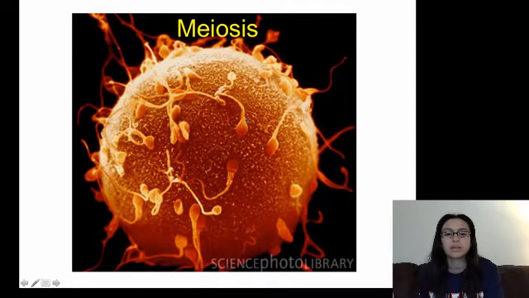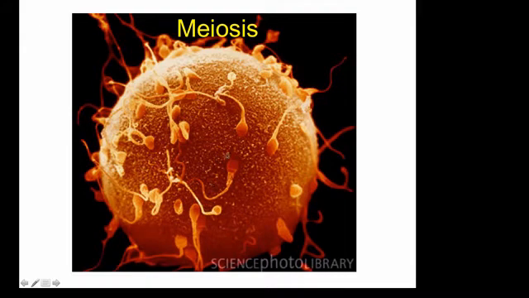So here is a gamete, and this big old thing is a gamete here. These little ones are of course sperm, and the large one that they're trying to get into is an egg. So how do we create sperm and egg? Meiosis is the process that helps us do that.